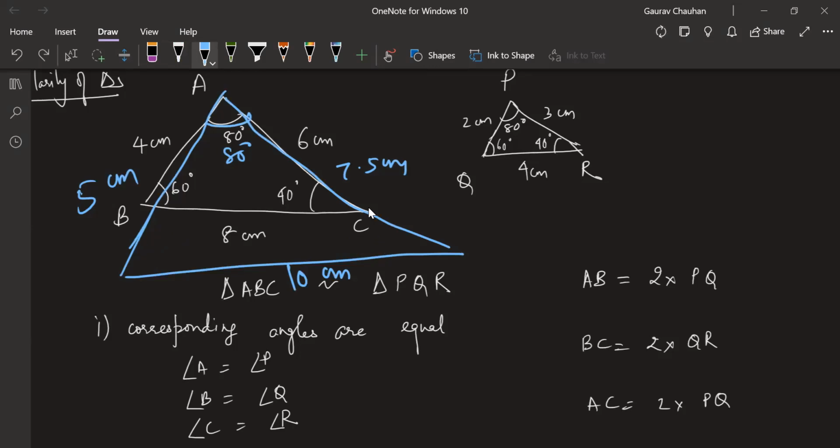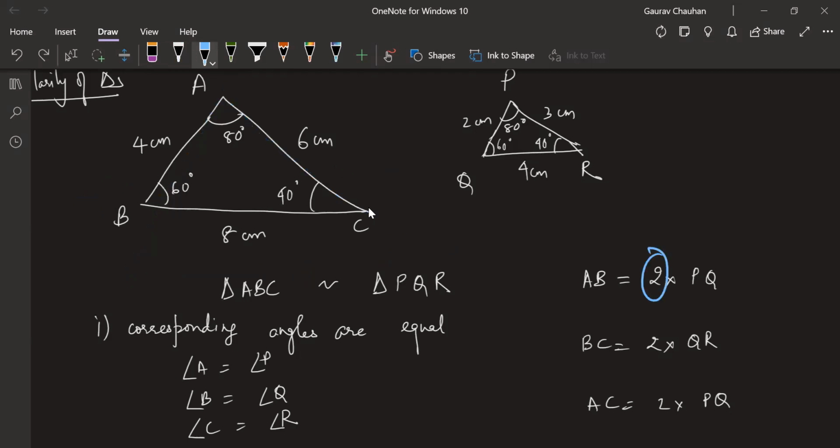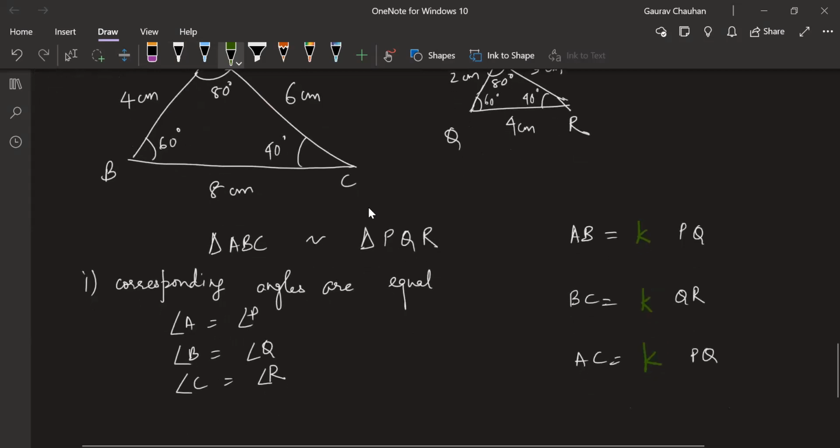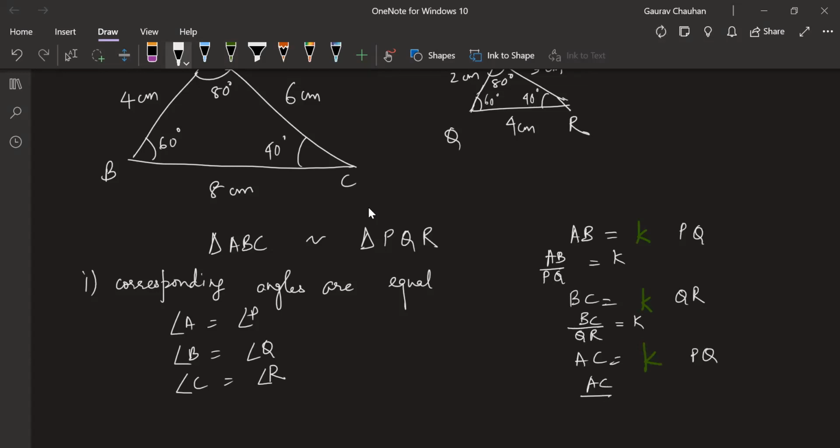I wanted to make sure you understand that this particular number which I'm multiplying to the side to get the other triangle's side need not be 2 only. Whatever that number is, let's call that number K. It's got to be the same for all the 3 corresponding sides, because only then do I get AB by PQ is K, BC by QR also K, and AC by PR also K.